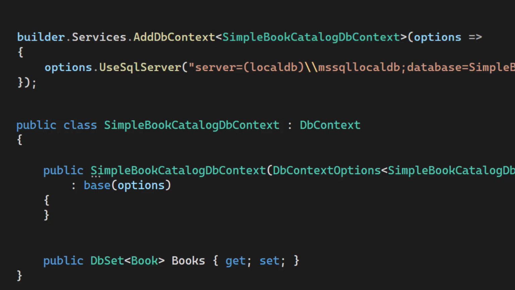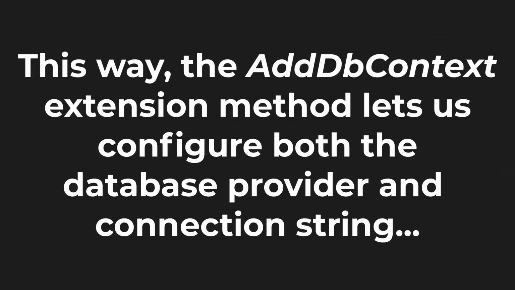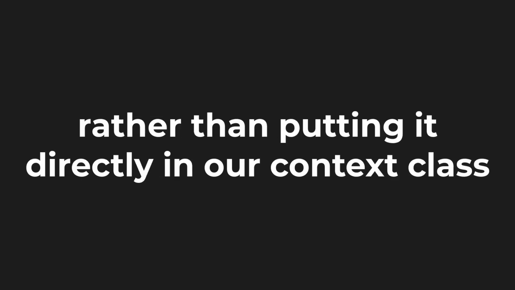Well, the addDbContext extension method internally invokes the lambda function passed to it whenever an instance of DbContextOptions is needed. So this will create a DbContextOptionsBuilder object, and finally the Options property is invoked on it, which will then return an instance of DbContextOptions that is then passed to our context class constructor. So this way, the addDbContext extension method lets us configure both the database provider and connection string from within the composition root itself, rather than putting it directly in our context class.